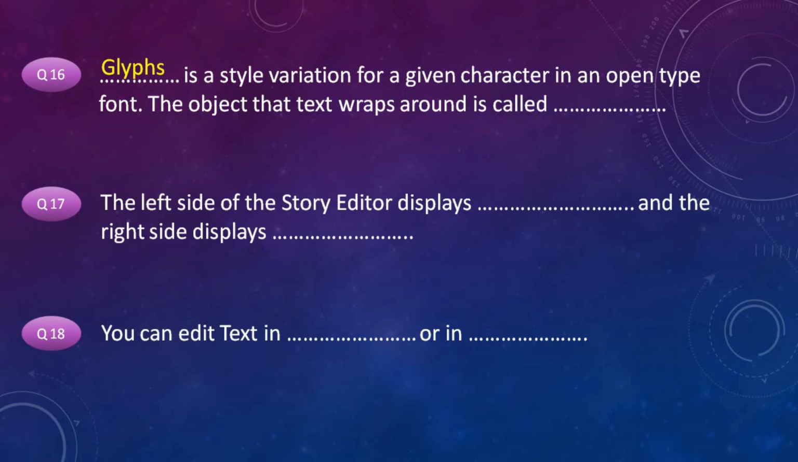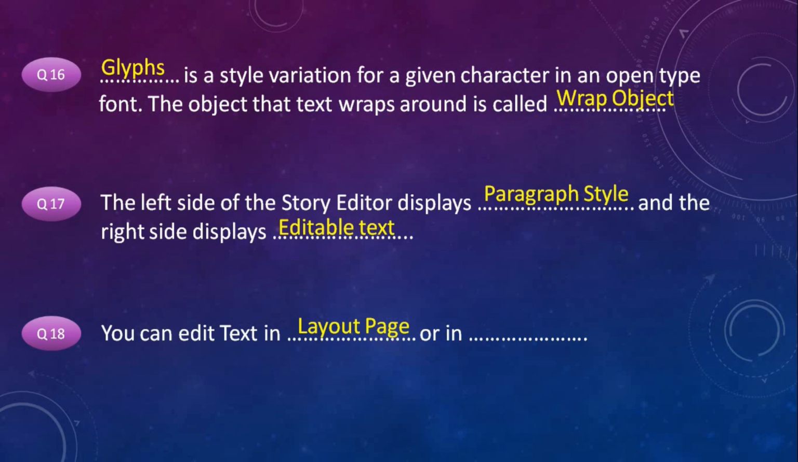Glyphs is a style variation for the given character in an OpenType font. The object that text wraps around is called wrap object. Left side of the story editor displays paragraph style, and the right side displays editable text. You can edit text in layout page or in story editor.